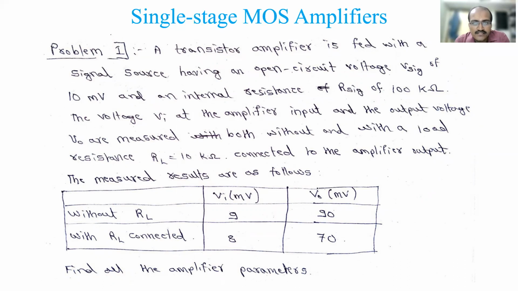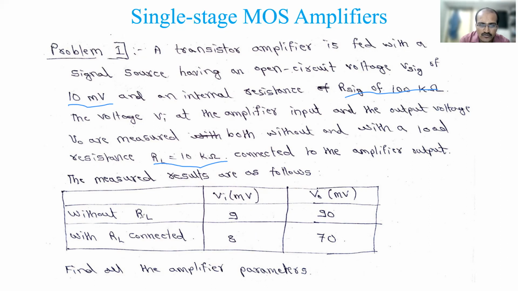I will read it out. A transistor amplifier is fed with a signal source having an open circuit voltage Vsignal of 10 millivolt and an internal resistance Rsignal of 100 kilo ohm. You can refer to the same diagram also. The voltage Vi at the amplifier input and the output voltage Vo are measured both without and with a load resistance RL equal to 10 kilo ohm connected to the amplifier output, and their measured values are given in the table.